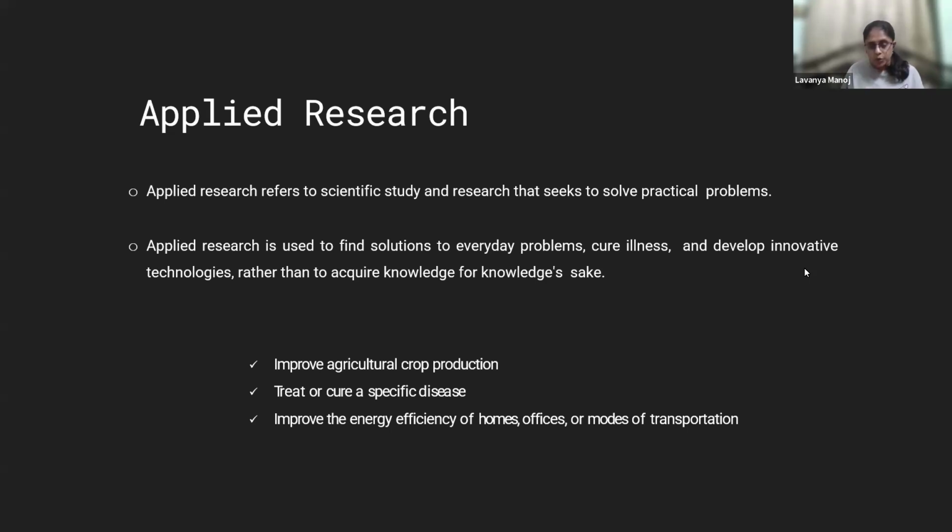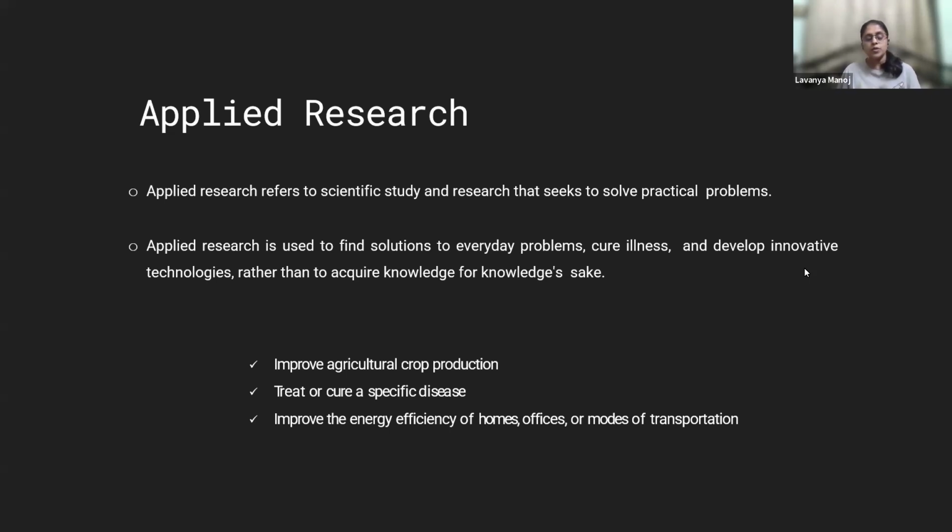So finding a solution to the day-to-day problems, practical problems. For example, improve agricultural crop production, treat or cure a specific disease, and improve the energy efficiency of homes, offices, or modes of transportation. And this is related to commercial value. Obviously, this applied research is closely connected with commercial value.